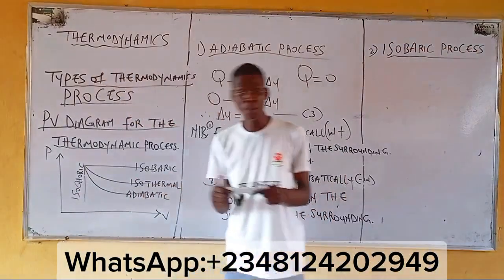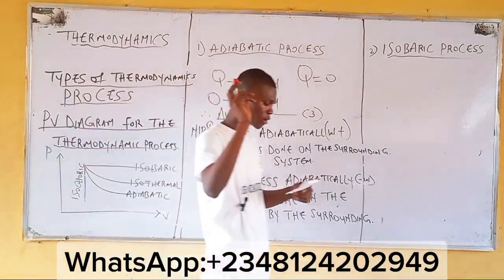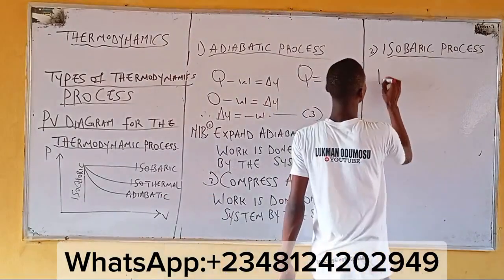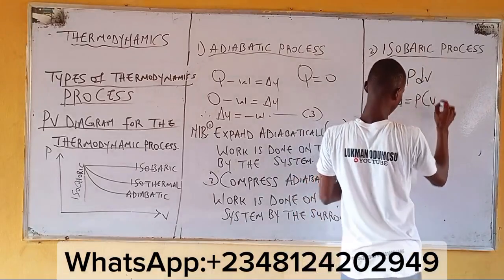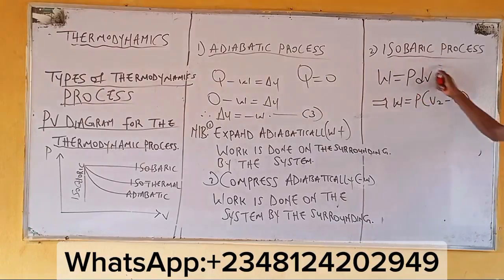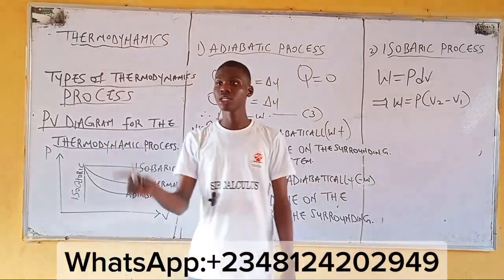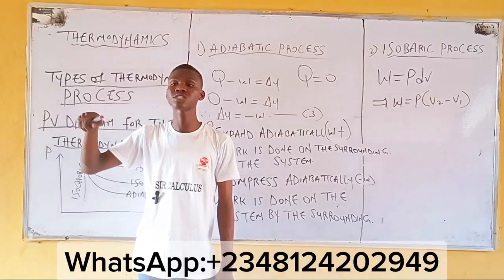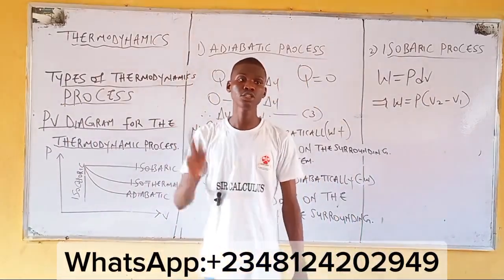I have the isobaric process. An isobaric process is a process in which the pressure remains constant. If the volume changes from V1 to V2 and the pressure remains constant, the work done is given by this. What isobaric is telling us is that the pressure remains constant. At state 1 and at state 2, the value of pressure is the same. Let's say at state 1 the pressure is 300 millimeter mercury, or 300 Newton per meter square. Similarly, at state 2, the pressure is 300 millimeter mercury, or 300 Newton per meter square.